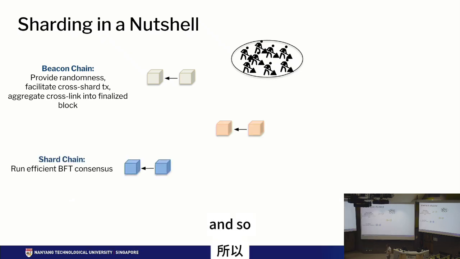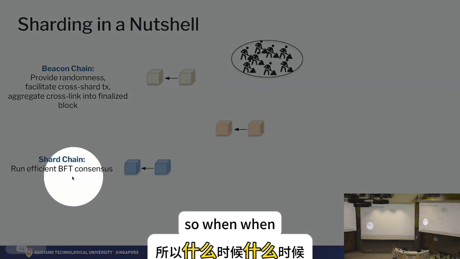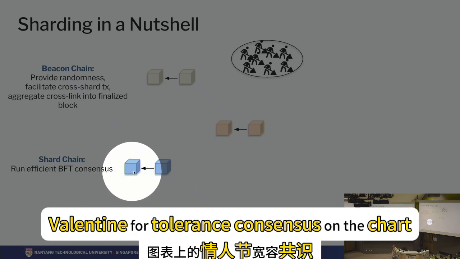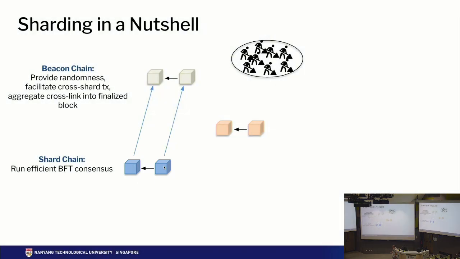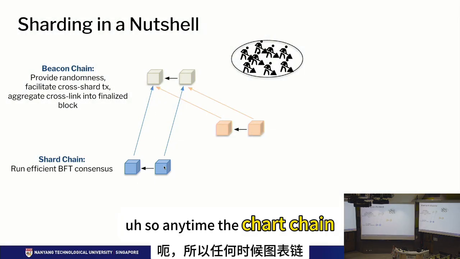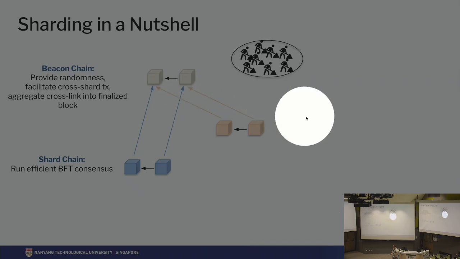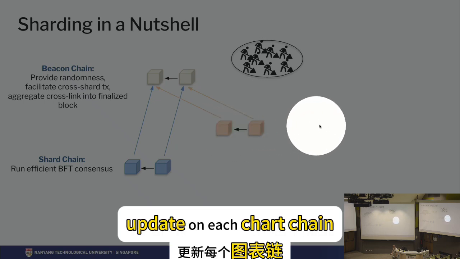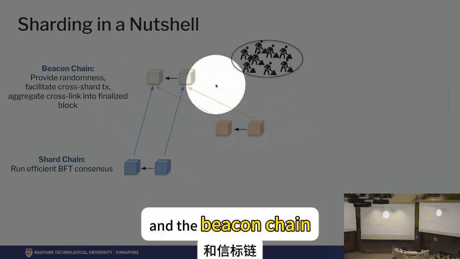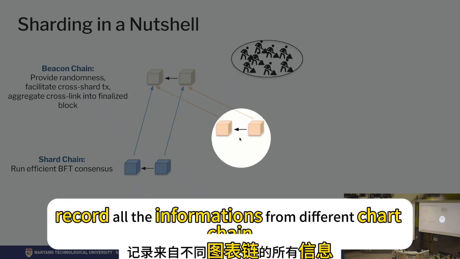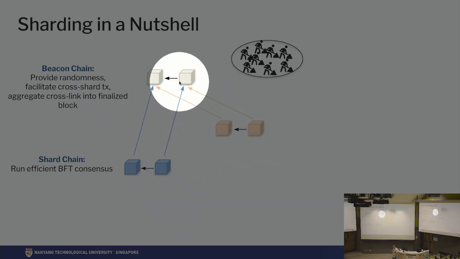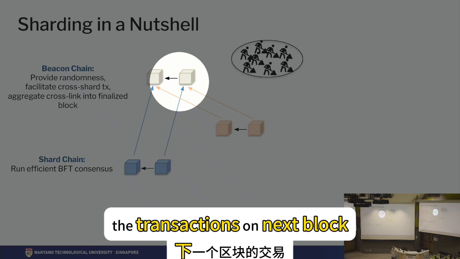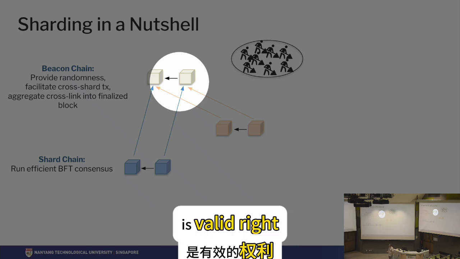And so when we run a shard chain, it's the same thing. We also run the same Byzantine fault tolerance consensus on the shard chain. So anytime a shard chain has an update, all these different shard chains commit to the beacon chain, and the beacon chain records all the information from the different shard chains. That way, as the beacon chain, we know whether the transactions in the next block are valid, right?